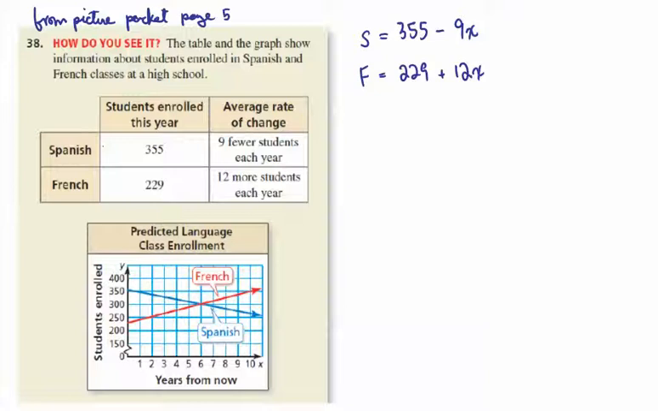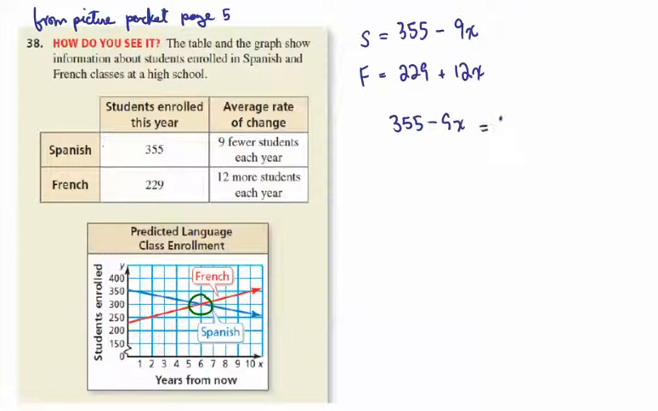I don't list the questions here, but the first question is to find out, and we could use the graph to estimate, in how many years from now will the number of students enrolled be the same in both classes. And we can see from the graph that that occurs at the place where the two graphs intersect, which appears to be at 6 years. And so then we're going to use our algebra to show that this makes sense. If we want these two expressions to be the same, we set them equal to each other.